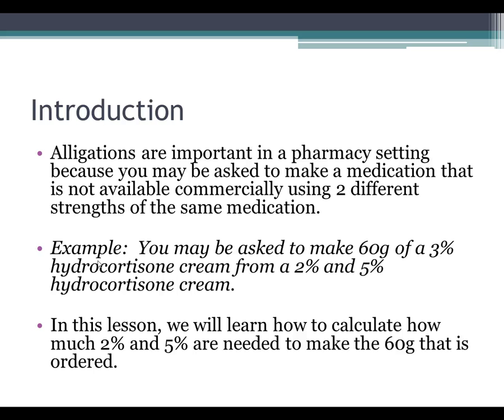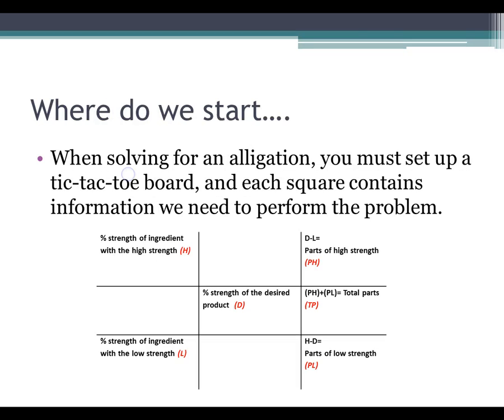So let's go ahead and take a look at where we're going to start because there's so much information here. We're going to first start out by setting up our tic-tac-toe grid. Each of these squares contains important information to solve this problem, but it's our job to fill in the information. I'm just going to go ahead and write some information right up here on top. So according to the question on the previous slide, we're making a 3% cream from a 5% and a 2% cream. This is the information that I'm going to use to fill in my tic-tac-toe grid.